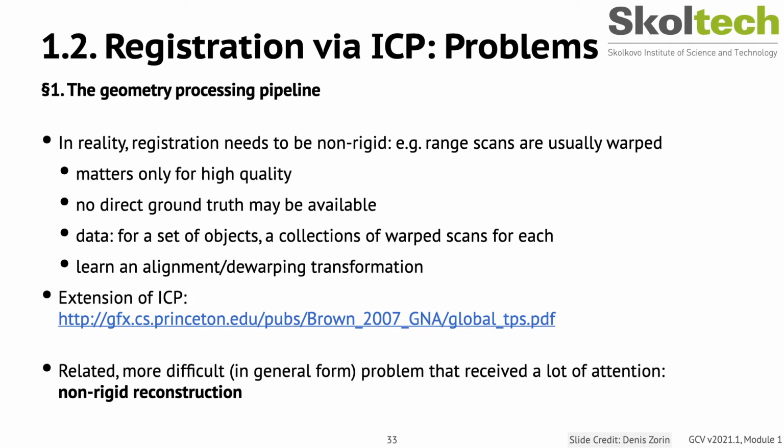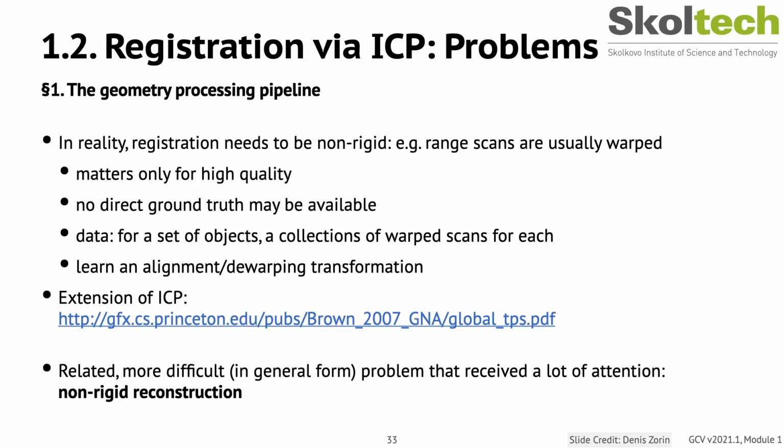Registration might need to be non-rigid, as the range scans are usually warped due to sensor imperfections, such as spherical lenses, or non-rigid nature of registered objects, such as cloth. This, however, matters only for high-quality registration, not for finding coarse alignments. Additionally, even the direct ground truth for assessing the quality of the registration might not be available.